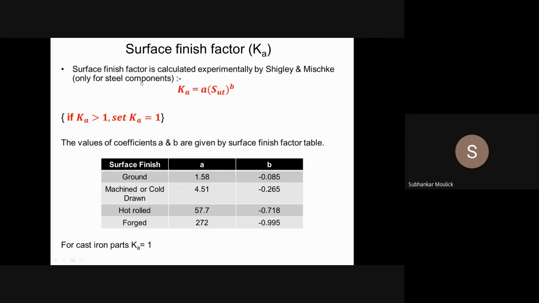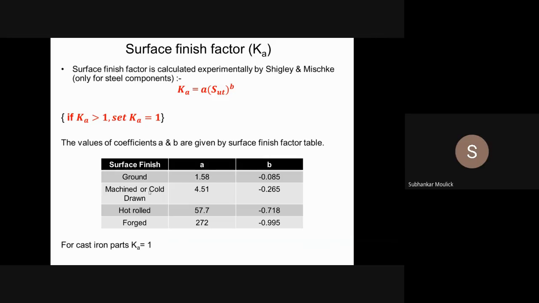And for a steel component, if after substitution of A, B and SUT this Ka value is coming out to be greater than 1, then you have to take Ka equal to 1. So this is your surface finish factor. Any doubt in this surface finish factor?